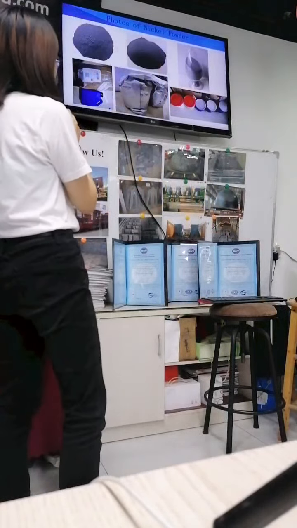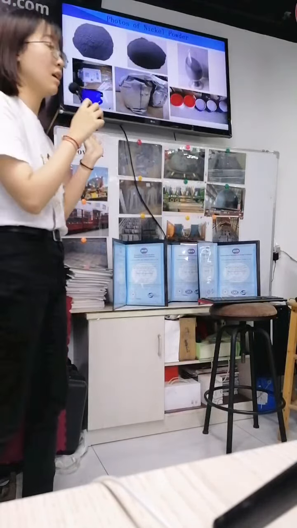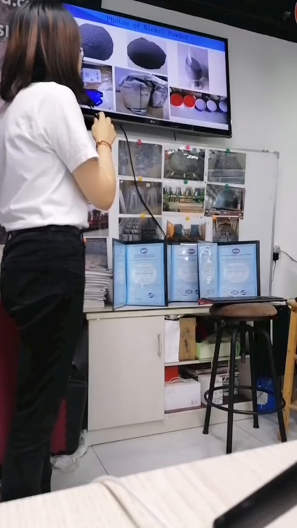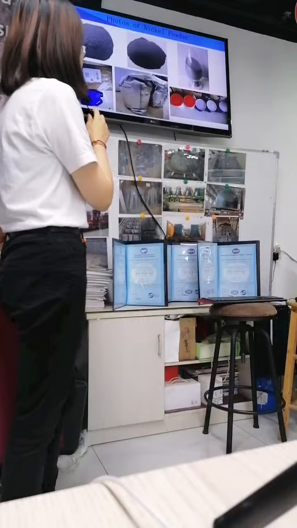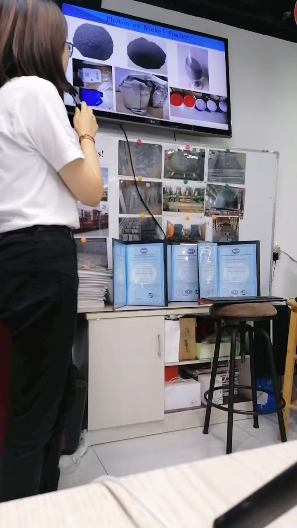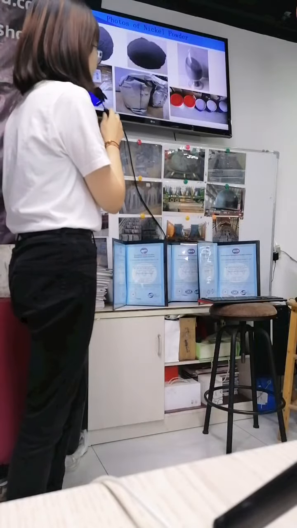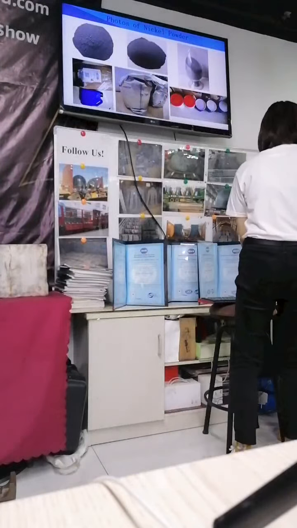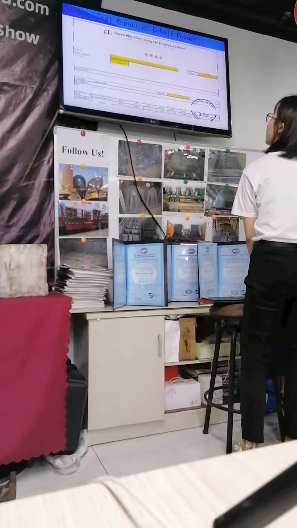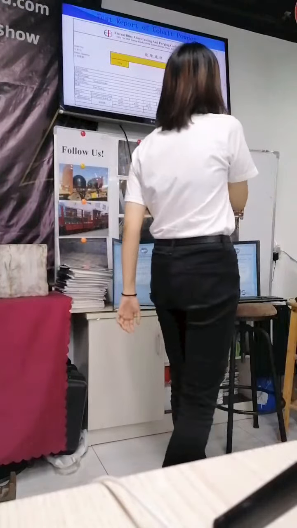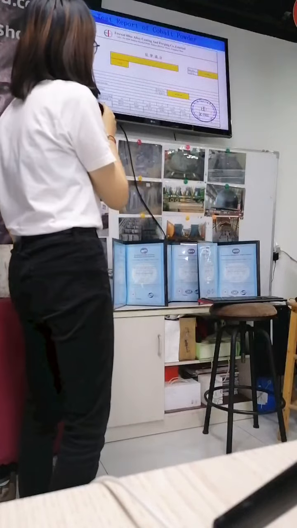Photos of nickel powder. You can see on the PPT our nickel powder photos. It's very beautiful and its color is about gray and black. This is our test report of nickel powder.